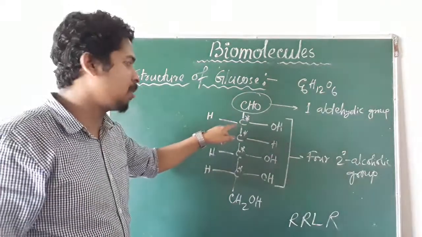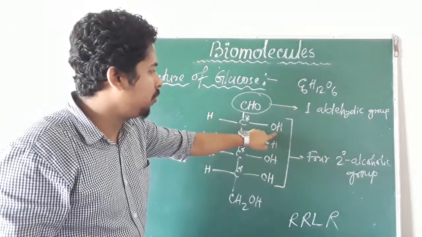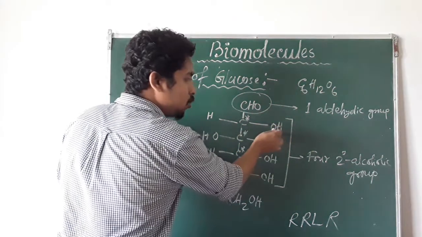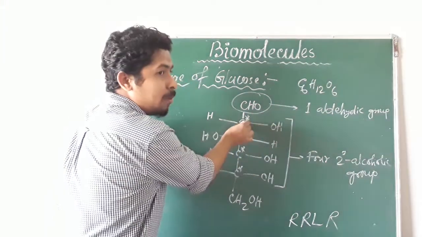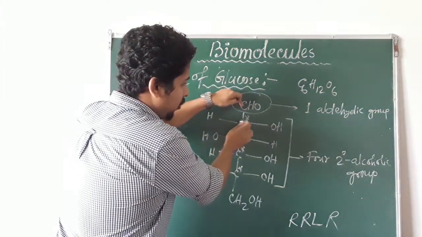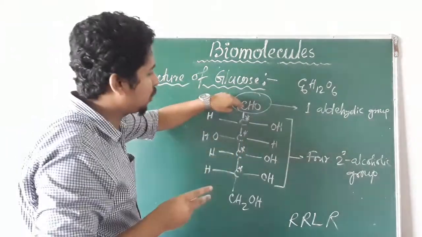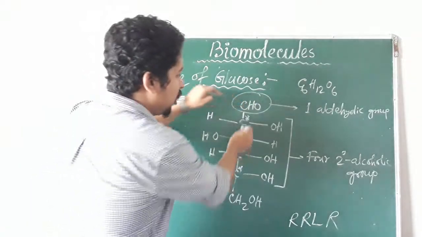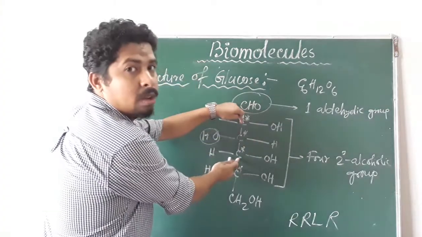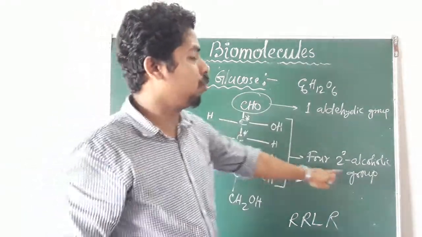Now many of you may be confused about how it is a 2-degree alcohol. You see here, if you consider this carbon, the OH group is attached to this carbon, and this carbon is directly attached to 2 carbons. If the carbon bearing the OH group is attached to any 2 carbons, then this will be called 2-degree. If it is attached to 3 carbons, then it will be called 3-degree. So that's why this is 2-degree. Now if you consider this one, here the OH group is attached to this carbon, and this is attached to another carbon, so it is also 2-degree. So it contains 4 secondary alcoholic groups.